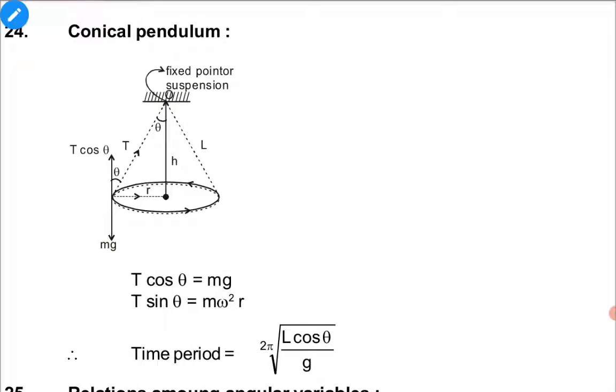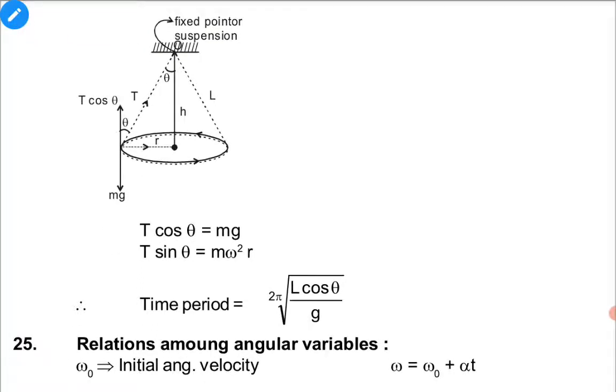In case of a conical pendulum, by balancing all the forces, we get t cos theta equals mg and t sin theta equals m omega square r. Hence we get a time period equals 2 pi under root L cos theta upon g.